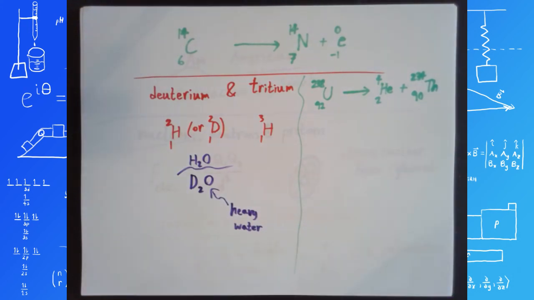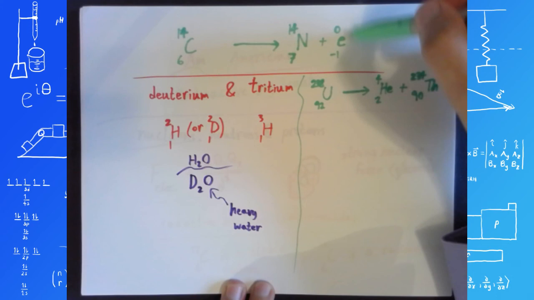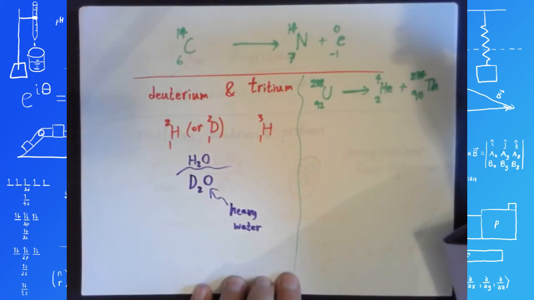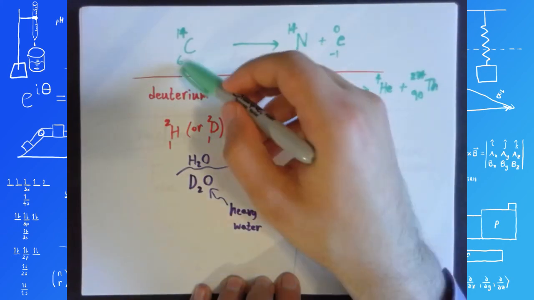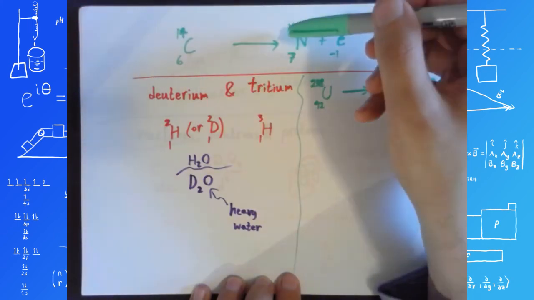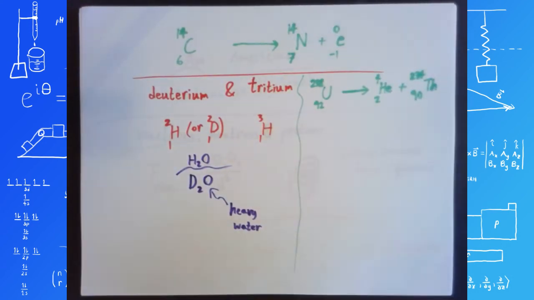Okay, next up we've got beta decay. Well, we've already shown an example of that, which is the beta decay of carbon. A beta particle, also known as an electron, comes out as a product. And yeah, 7 plus -1 is 6, so that's balanced. And then 14 is equal to 14 plus 0, so that's balanced. So there you go. You're good to go with that.